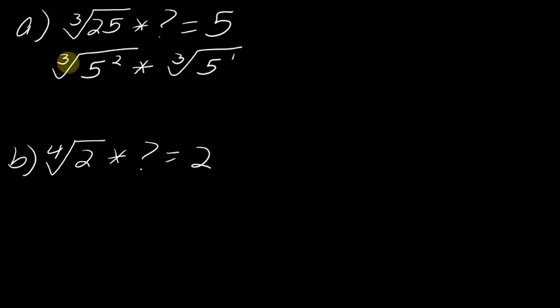So once again, I have 2 plus 1, so that will equal 3. If I multiply these together, I get the cube root of 5 cubed. That is 125, but you don't have to think about it like that. I think right now it's much better if we just think about this in terms of powers, and then this will equal 5.